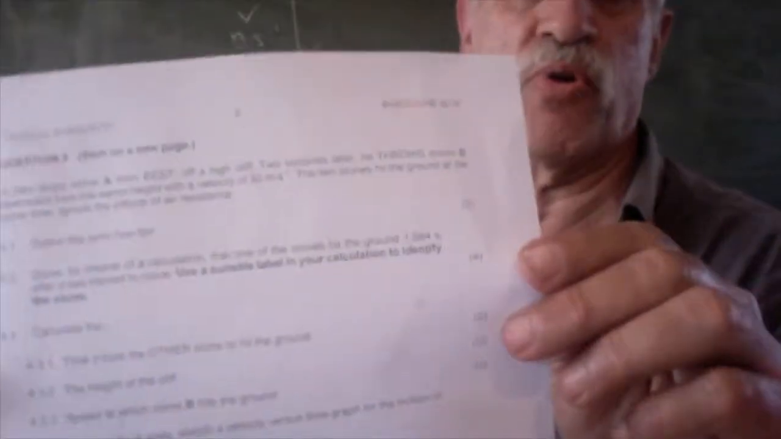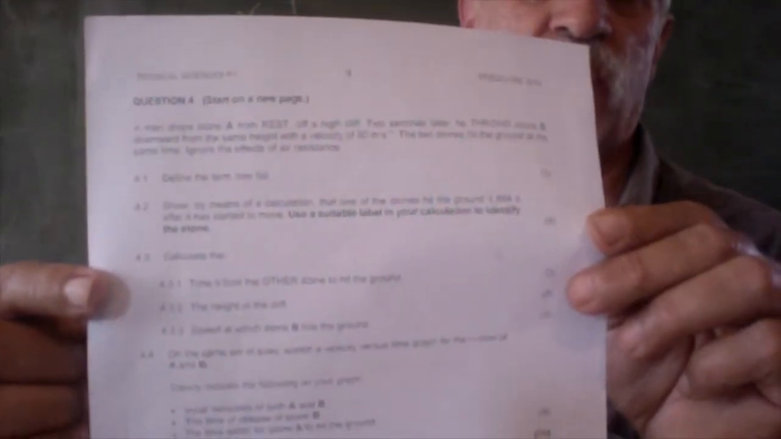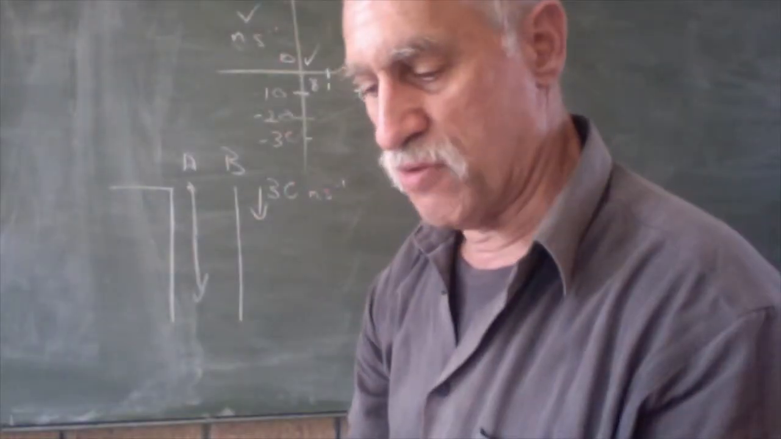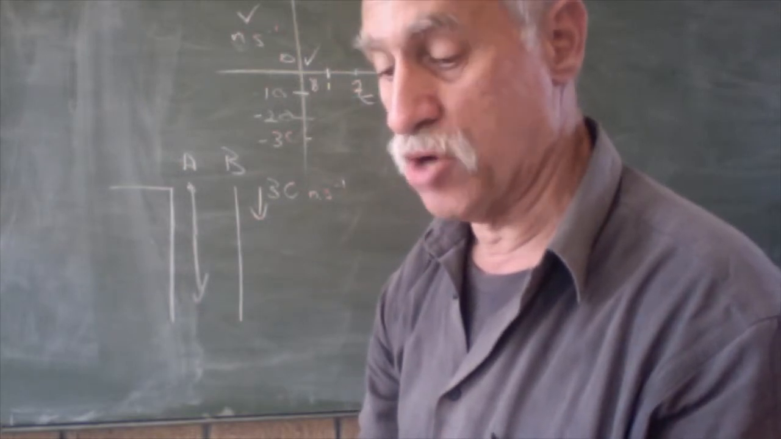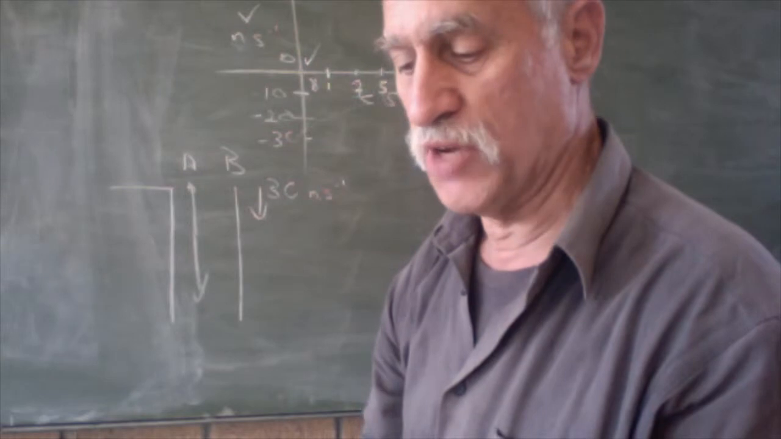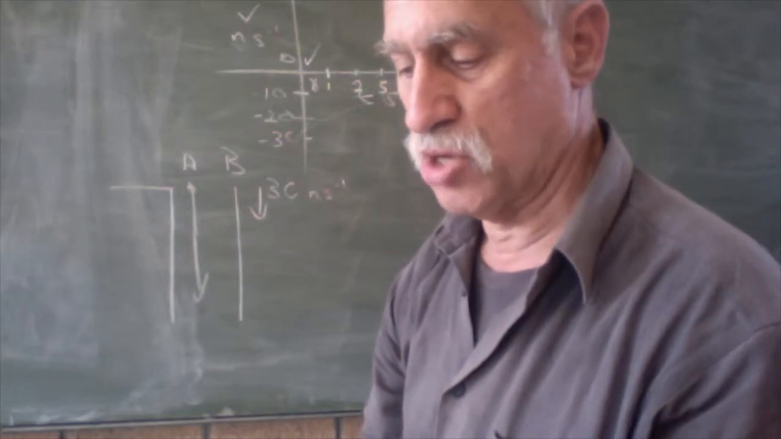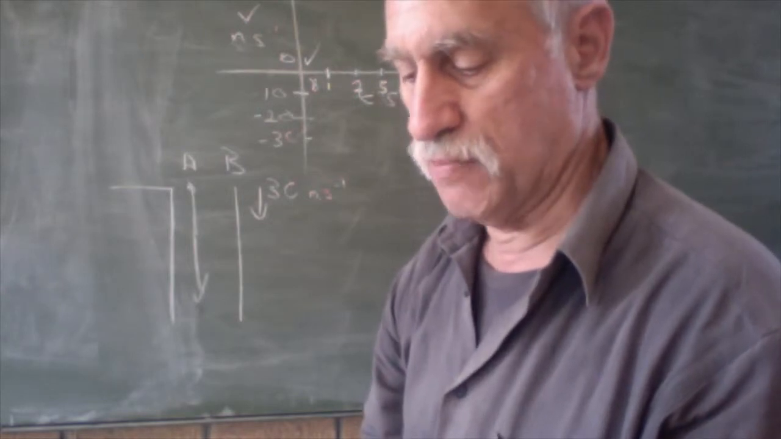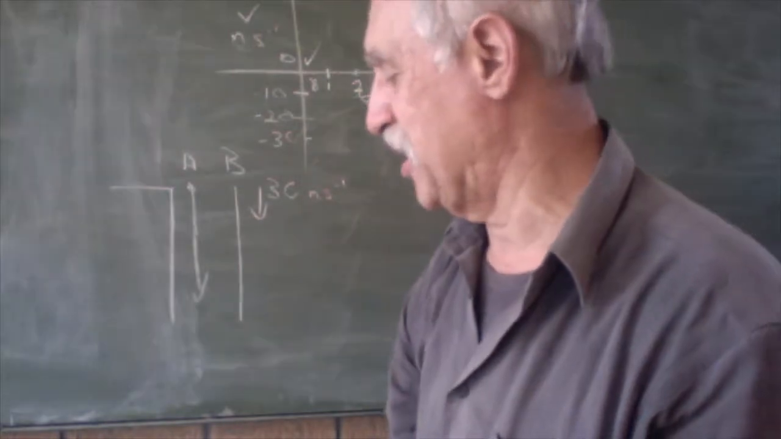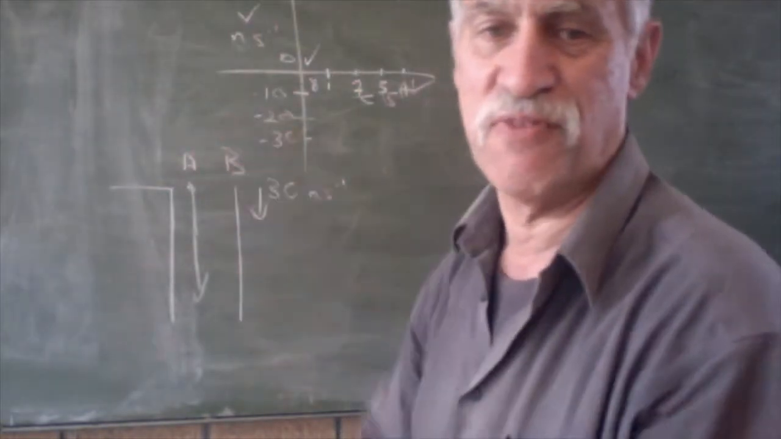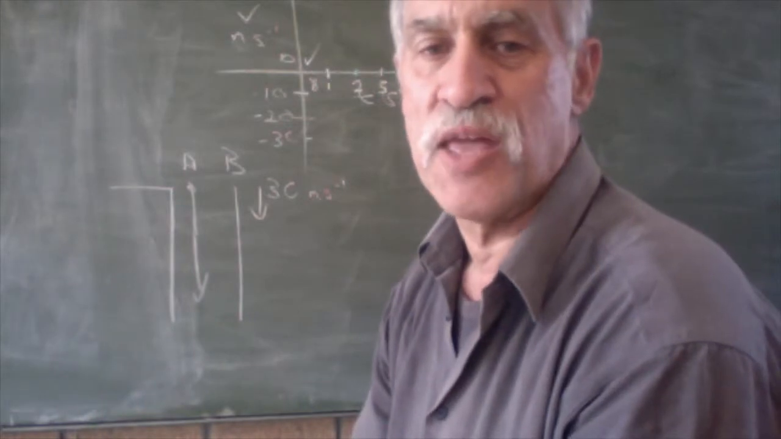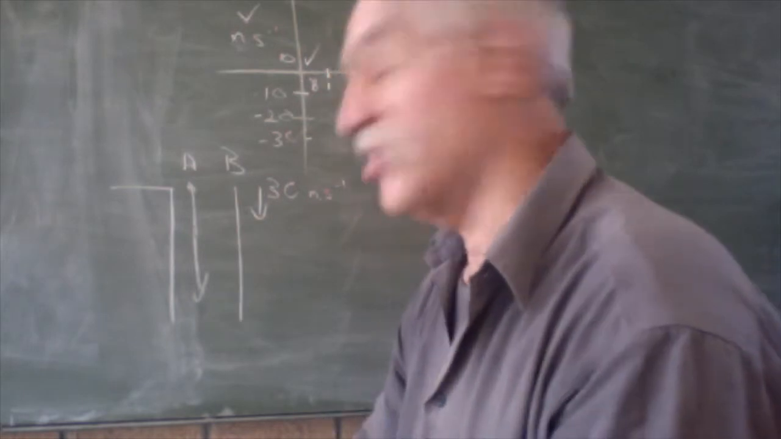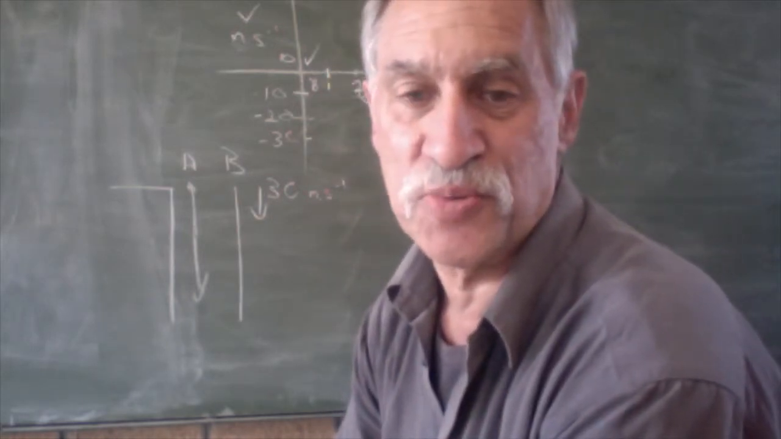And this is what the problem originally looked like when it was presented. No pictures, nothing. Just reads as follows. A man drops stone A from rest of a high cliff. 2 seconds later, he throws stone B downwards from the same height with a velocity of 30 meters per second. The two stones hit the ground at the same time, ignore the effects of air resistance, and then they draw the graphs of that. So they've already worked out many of the values. They've worked out the height of the cliff and so on. So now they've come to question 4.4, which is on the same set of axes to draw the graph. So that is what you will see in the rest of this video.